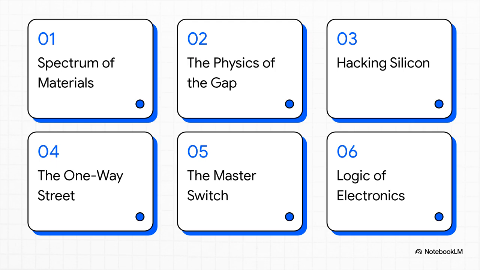So, to figure this all out, we're going to build our understanding from the ground up, piece by piece. We'll start with the real basics of different materials, then we'll dive into the atomic physics that makes it all tick. After that, we'll see how we can actually hack these materials to do what we want, and then use them to build the most fundamental components in all of electronics.